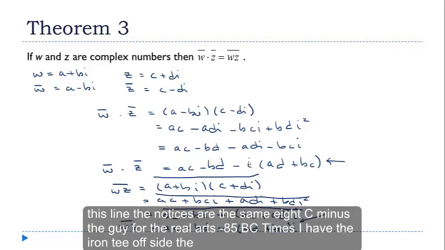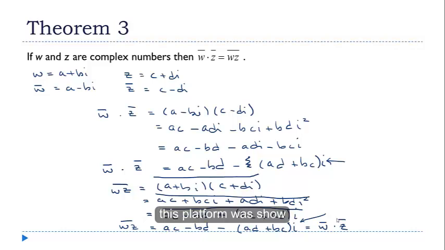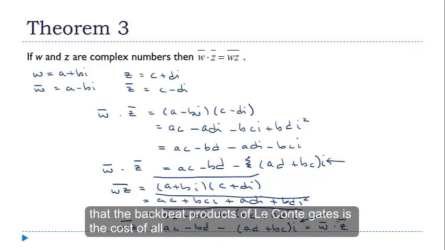I have the I on the opposite side, but with multiplication, you can put the I anywhere. As a matter of fact, I'll go ahead and do it. We'll move the I over here. And now they're exactly identical. So this is equal to this. And that's what I wanted to show. I've shown that the product of the conjugates is the conjugate of the product.